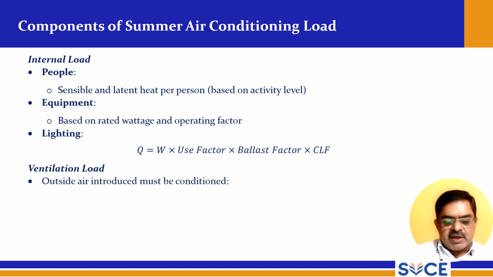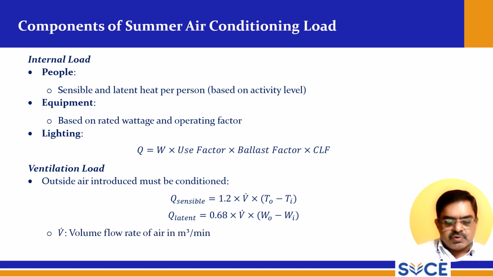Ventilation load: outside air introduced must be conditioned. So Q sensible equal to 1.2 into V into (T naught minus Ti). Q latent equal to 0.68 into V into (W naught minus Wi). So V dot is the volume flow rate of air in meter cube per minute, and W equal to humidity ratio.